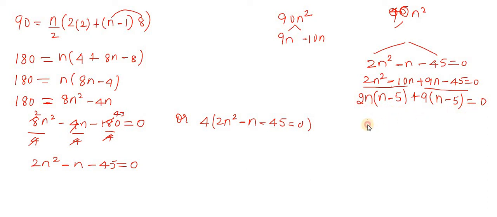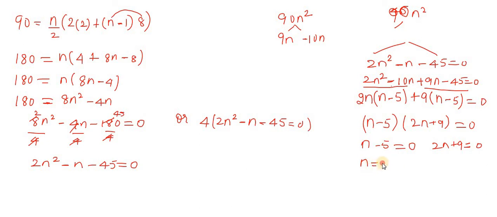Again, what is common? n minus 5 is common. So what remains? 2n plus 9, which equals 0. Therefore n minus 5 equals 0 and 2n plus 9 equals 0. So what is n minus 5? n equals 5. And here also you can simplify: 2n equals minus 9, and n equals minus 9 by 2.